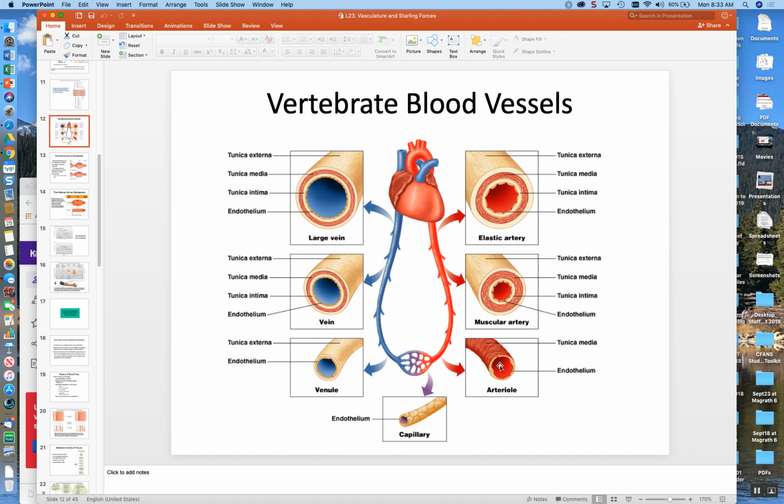Then these tubes continue to branch. We'll talk more about the capillaries today too, then venules, and then veins, which hardly have any elastic property. I almost call them floppy tubes. There's no elastic recoil effect at all.